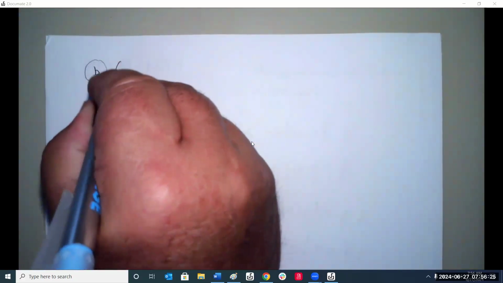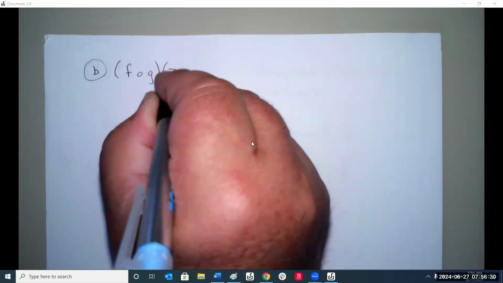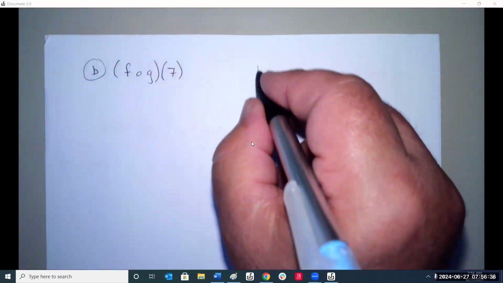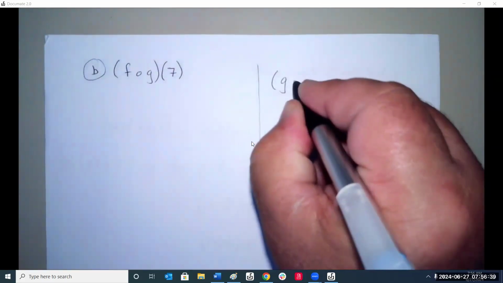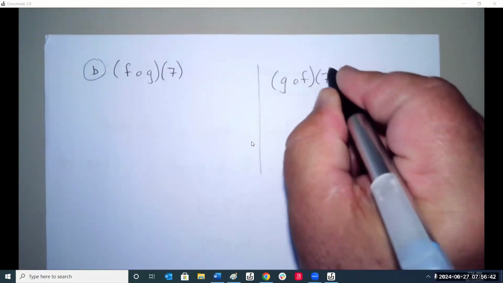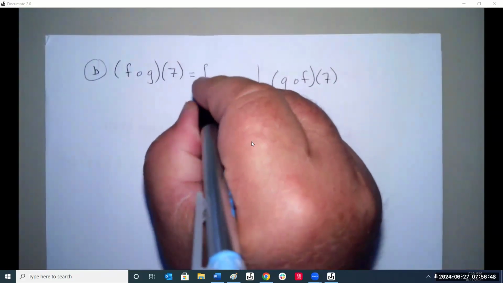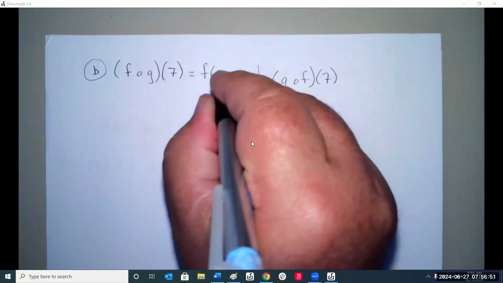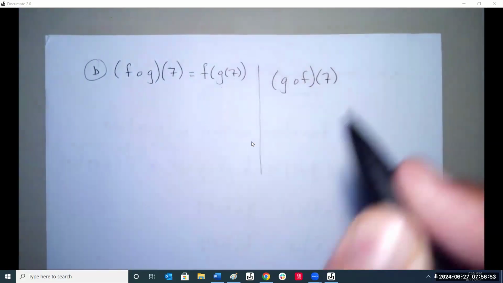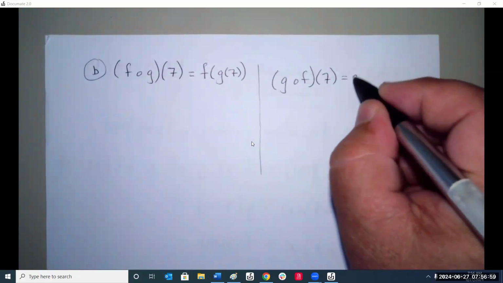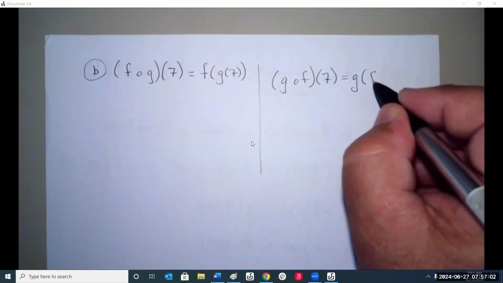B is asking us to do the same functions, f of g, but this time, instead of x, we now define x with a 7. And the second one is g of f of 7. So what this one means is the f function of g of 7. So the f of g of 7. This one is the g function of f of 7.